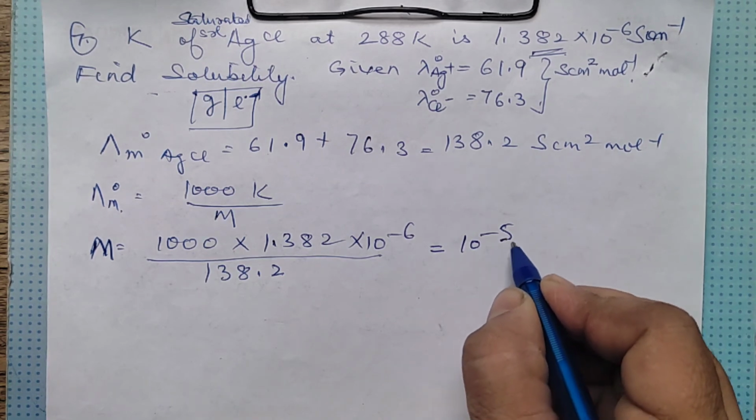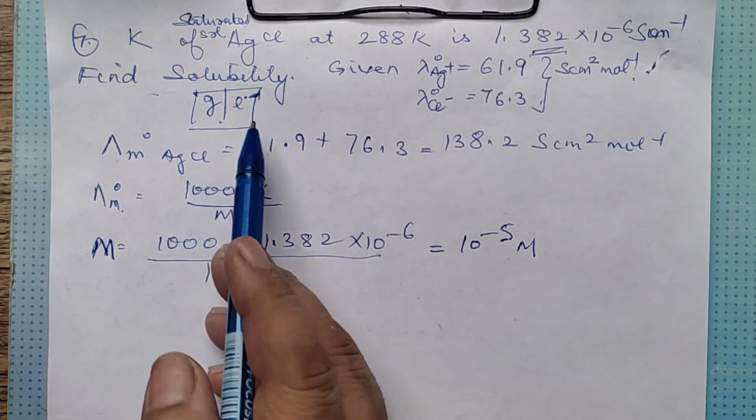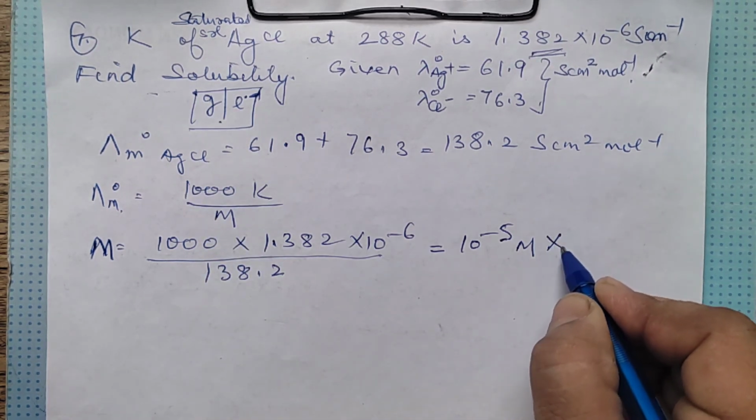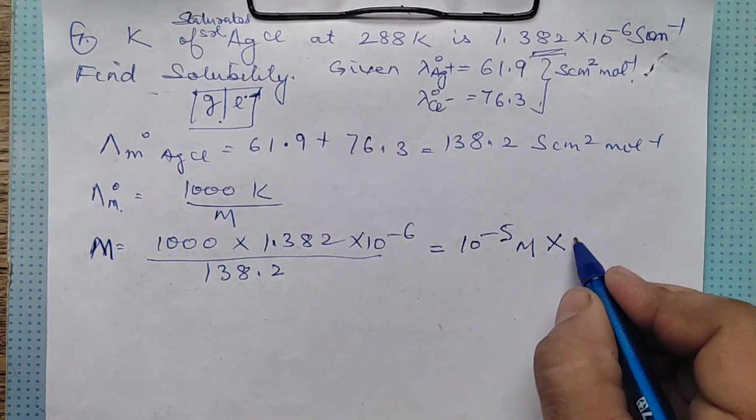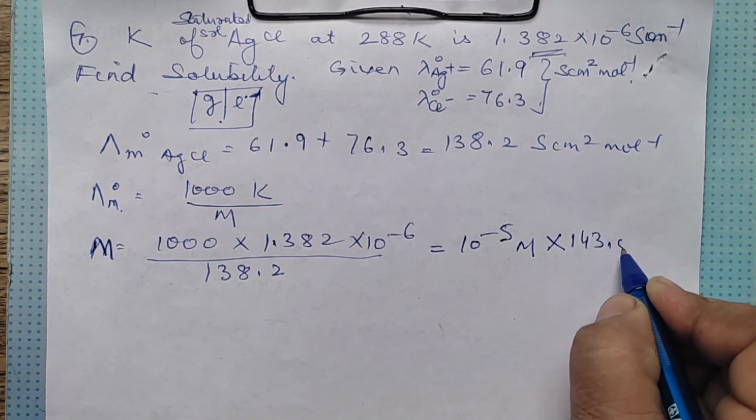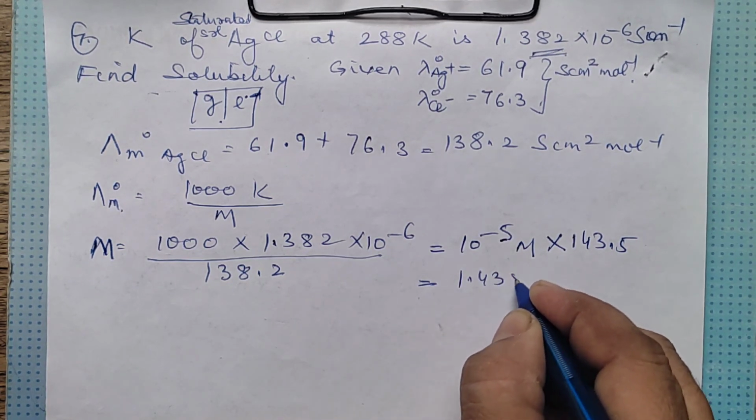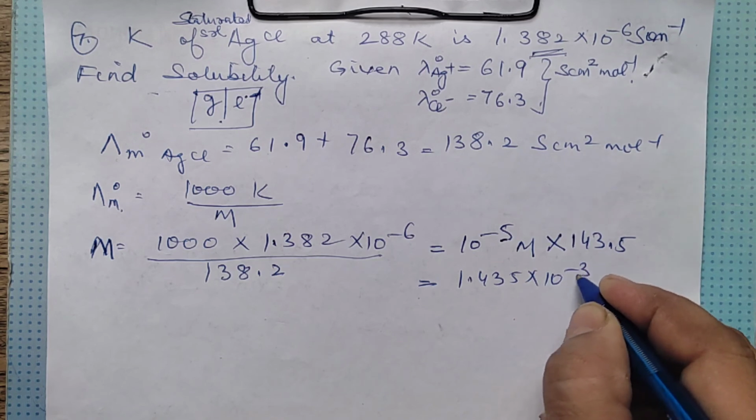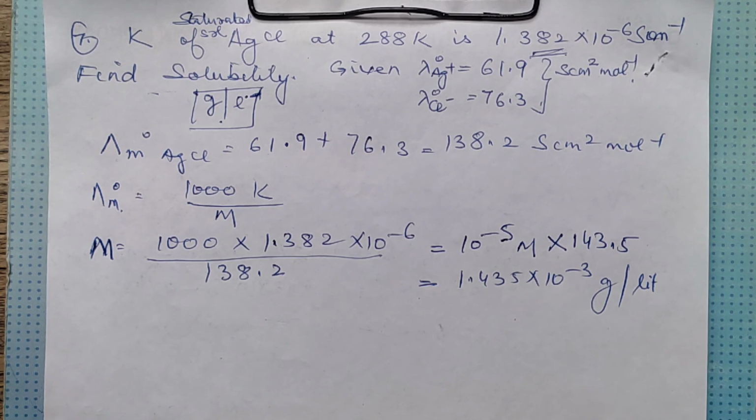This much molarity. But we are looking for the answer in gram per liter. So you will multiply this with the molecular weight of AgCl. Ag is 108 and chlorine is 35.5. So when you add up, it is 143.5. You solve it and you will get 1.435 into 10 to the power minus 3 grams per liter. This is the final answer. This is the solubility which we were calculating.